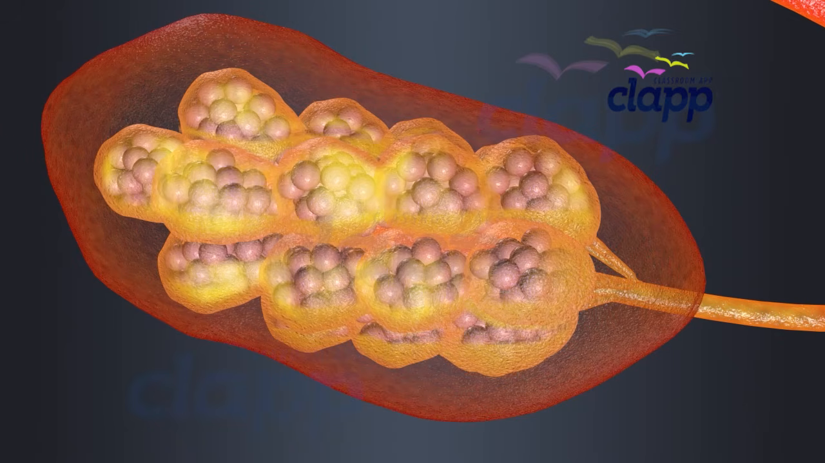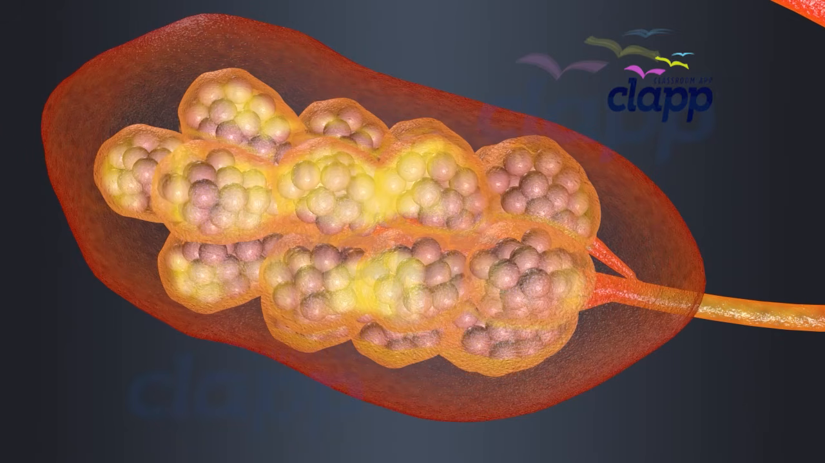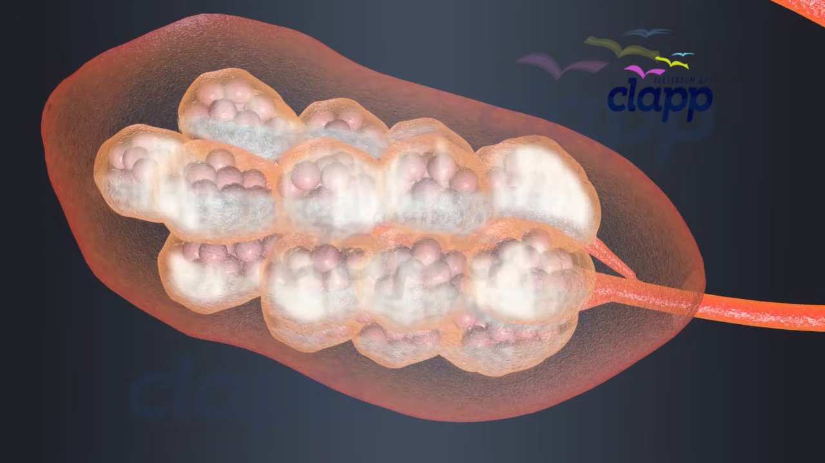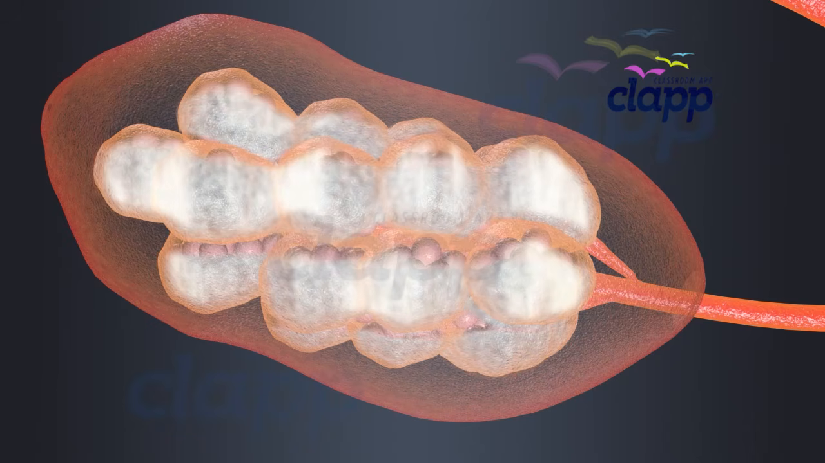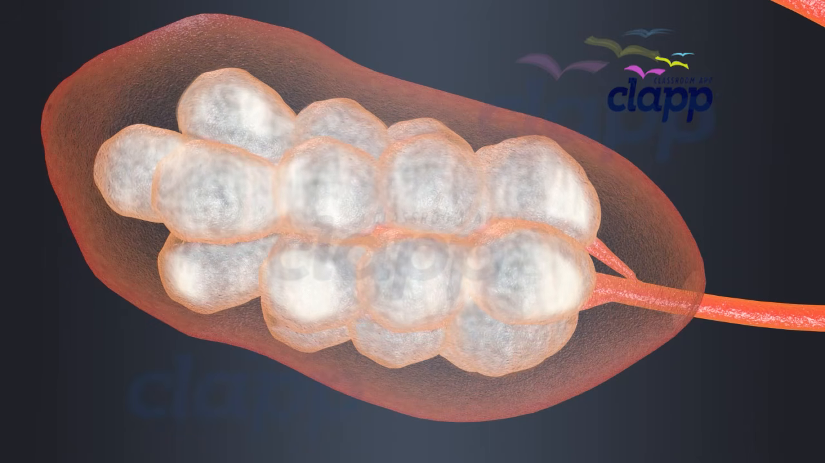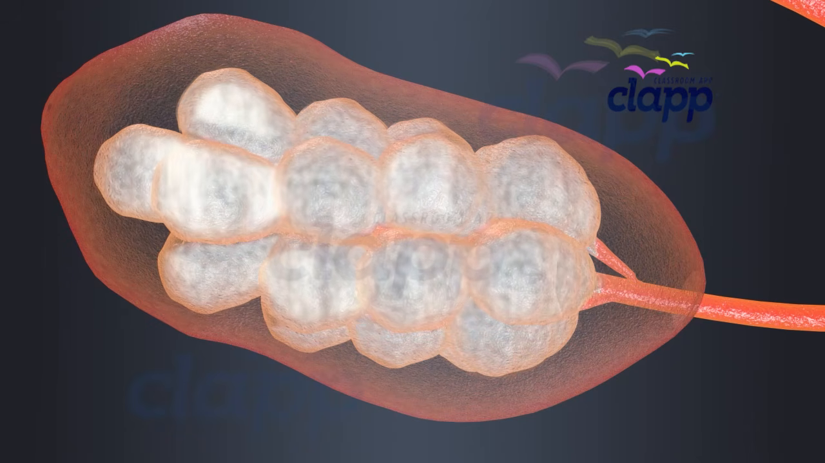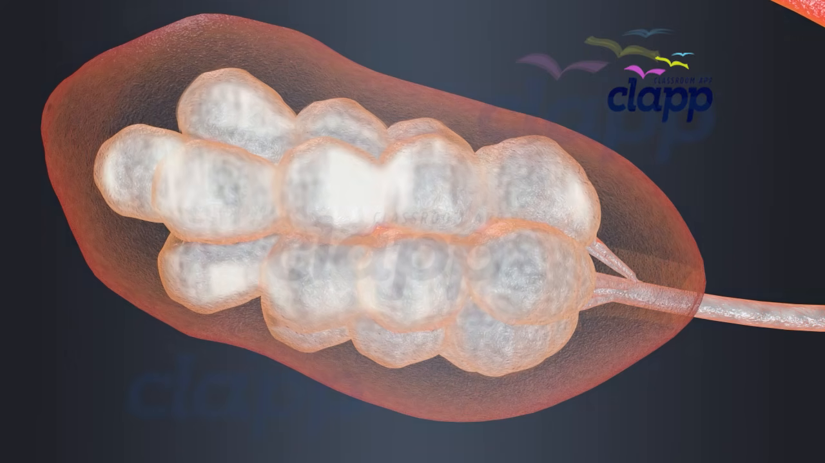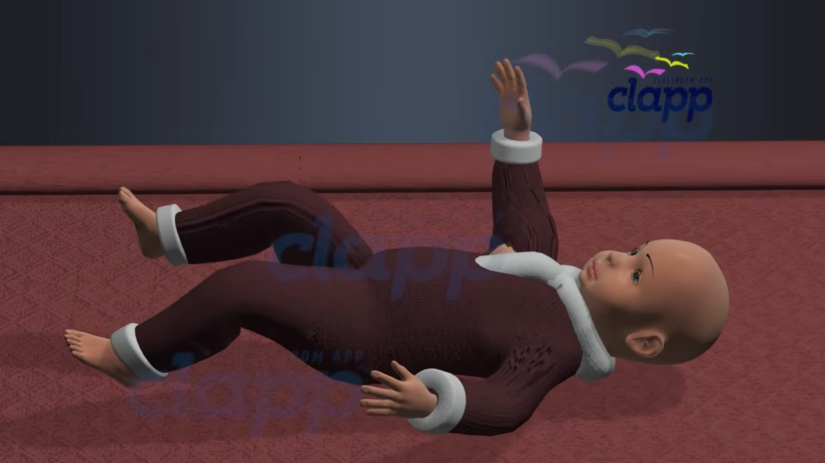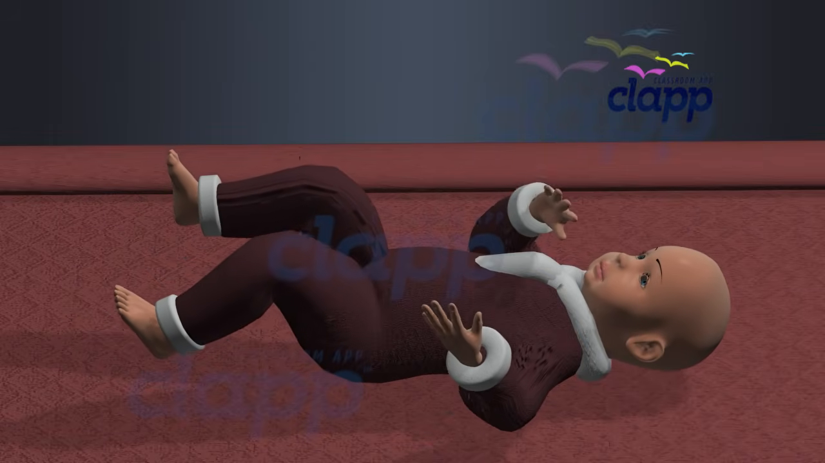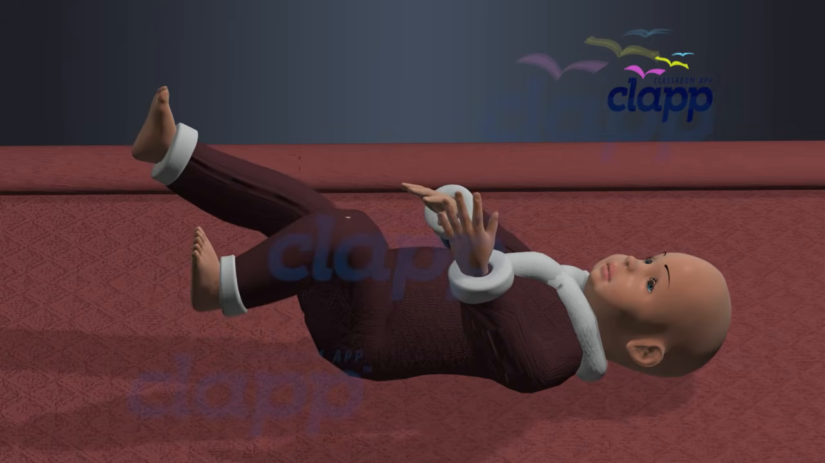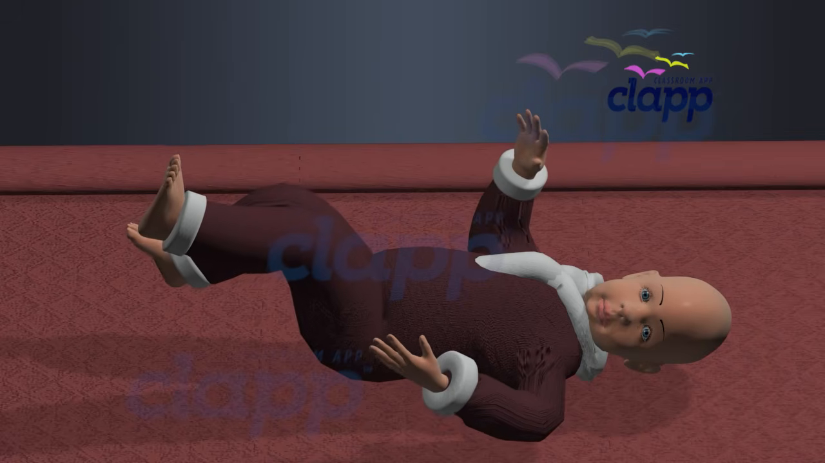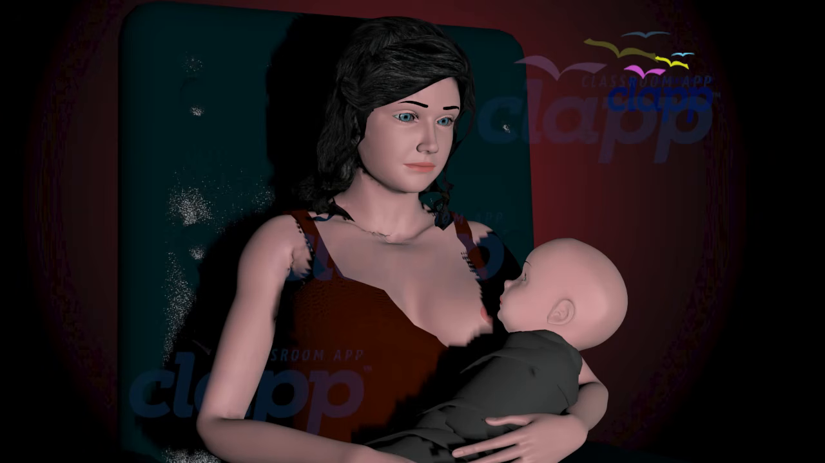After a few days, colostrum transitions into mature milk, which is thinner and lighter in color, but contains a perfect balance of nutrients, including proteins, fats, carbohydrates, vitamins and minerals, specifically tailored to meet the nutritional needs of a growing baby. It also contains antibodies and other immune factors that help to protect the baby from infections and diseases.